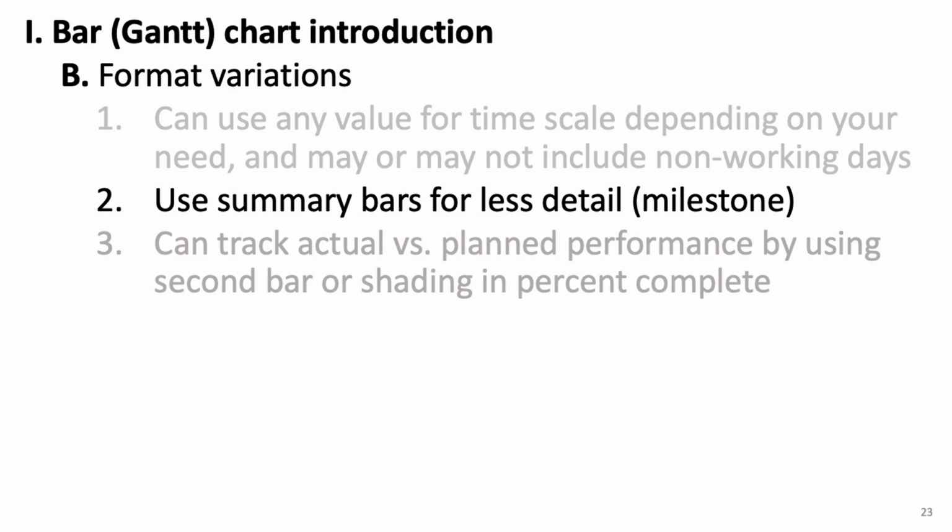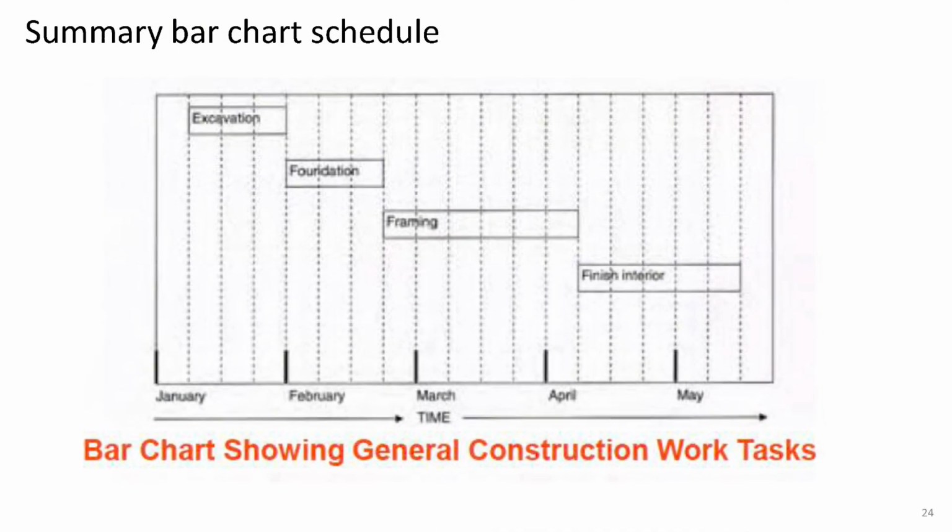Another variation you can make on the bar chart is to remove all the individual activities and only keep the summary bars. This can be really helpful when you're communicating the schedule to higher-level project managers who don't need to know the details of every single activity. Instead, you can just show the overall schedule with only the summary activities. Here's an example of a summary bar chart. As you can see, it doesn't include any specific tasks, but instead, it shows a few bars representing the major project phases like excavation, foundation, framing, and finish interior.